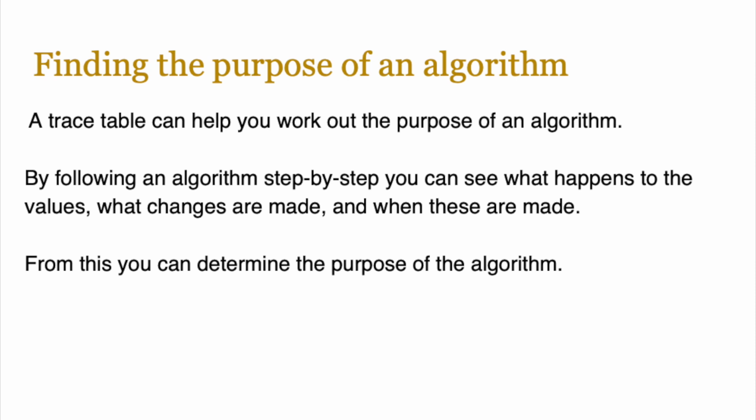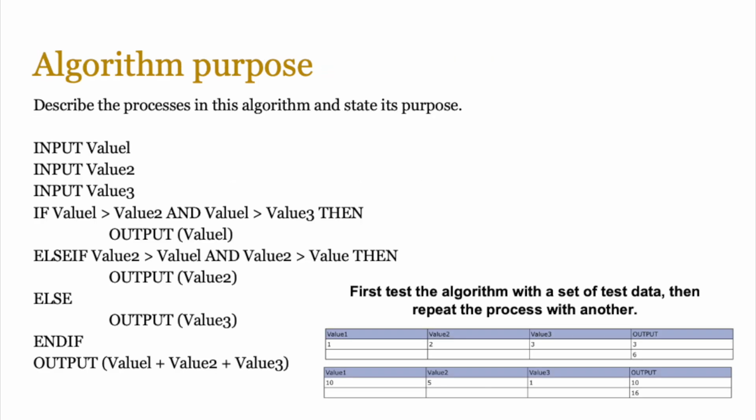You can follow the algorithm step by step, and you can see what happens to the values, variables, and so on, what changes are made when these are made. And this helps you determine the purpose of an algorithm, because once you go through that algorithm, the trace table will show you what's happening to the values, and then you can make an intelligent decision about the purpose. So let's look at how the process works.